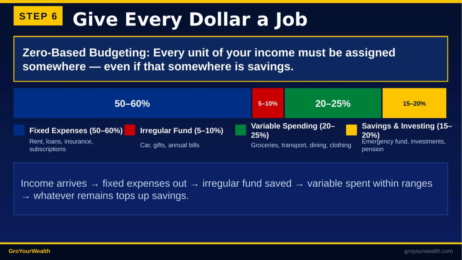Step 6. Give every rupee, dollar, or pound a job. This is the foundation of zero-based budgeting. Every single unit of your income is assigned somewhere, even if that somewhere is just savings. Money without a job gets spent without intention.